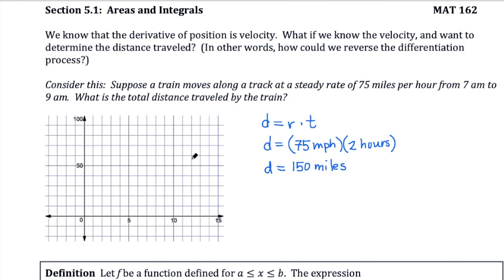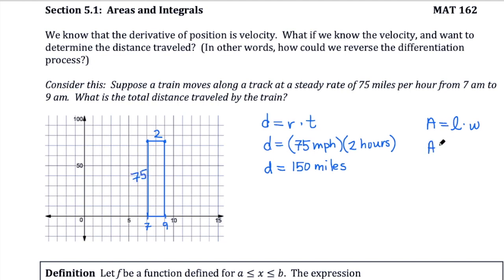Now let's think about this graphically. If my train starts out at 7 a.m. traveling 75 miles an hour, that would be located here on my graph. It does this until 9 a.m. I'm going to create a rectangle out of it that extends down to the x-axis. What's the area of my rectangle? Well, it's length times width. The width of my rectangle is 2 units, and the length of my rectangle is the length of this side, which is 75.